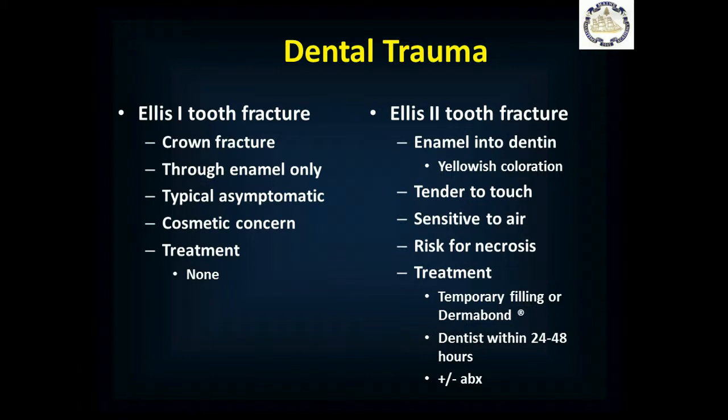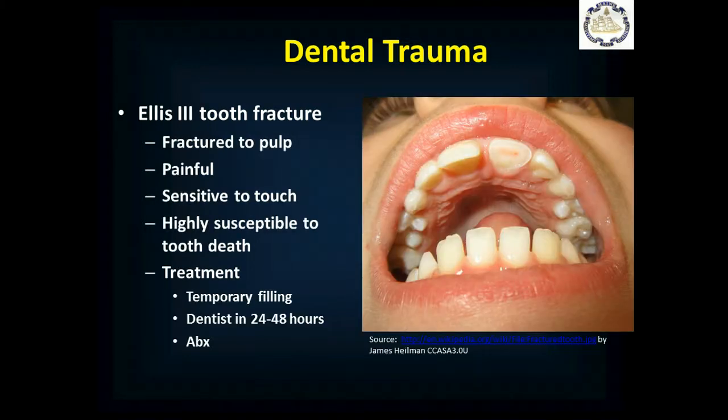For an Ellis 3 tooth fracture, which is what you're seeing there on the right in that picture, it's fractured all the way to the pulp. So you've got the pink pulp that you can see in the middle with the broken tooth. It's painful, it's very sensitive to touch, and these are highly susceptible to tooth death. So you need to put temporary filling material over it, a dentist within 24 to 48 hours, and these patients absolutely need antibiotics.